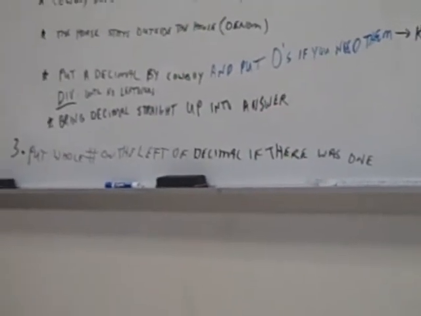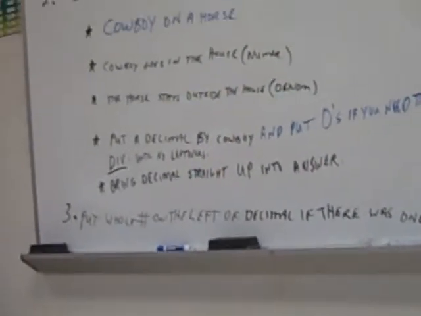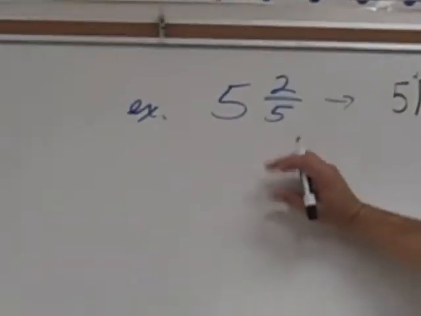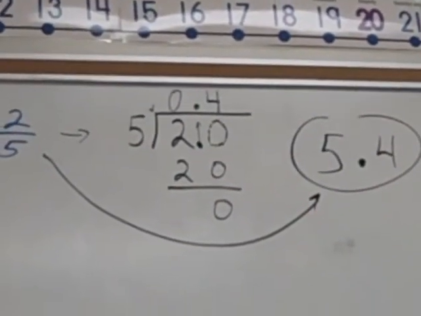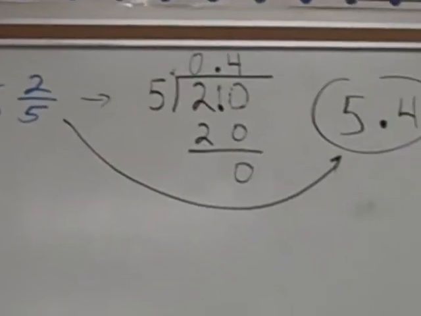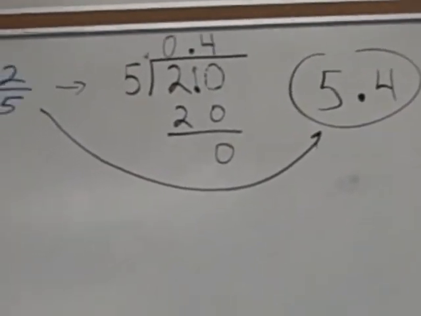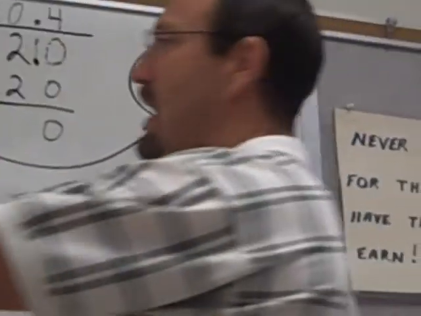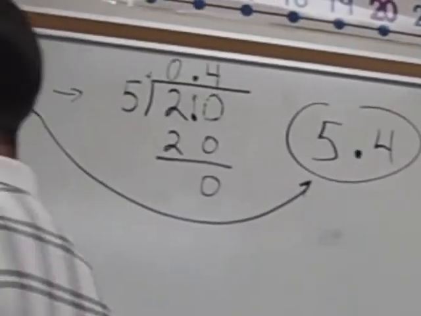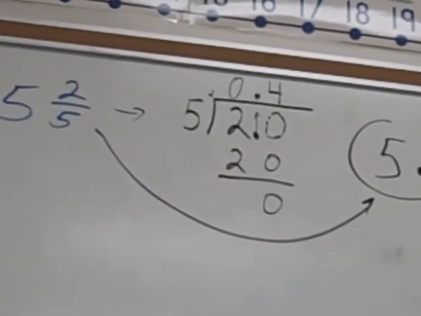Was there a whole number when we started this bad boy up here? Yes, and it was the number 5. So on the left side, put a 5. We had converted 5 2/5 into a decimal. It is 5 and 4 tenths, 5 decimal 4. Now, that took a long time because you had to write everything down. We had to write all the steps. It's going to be a lot quicker.